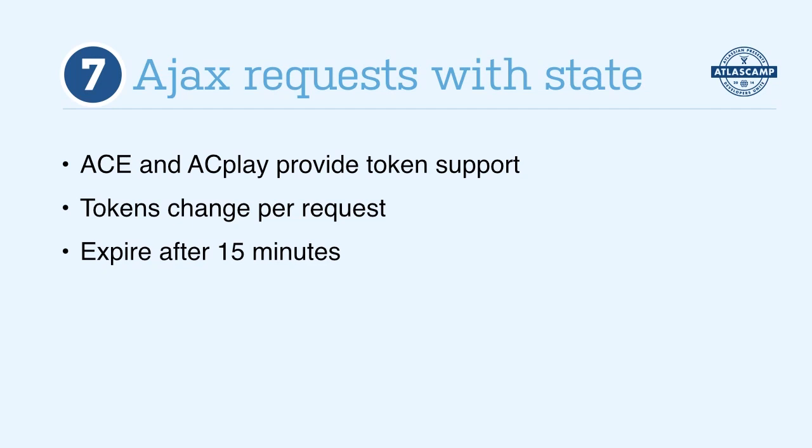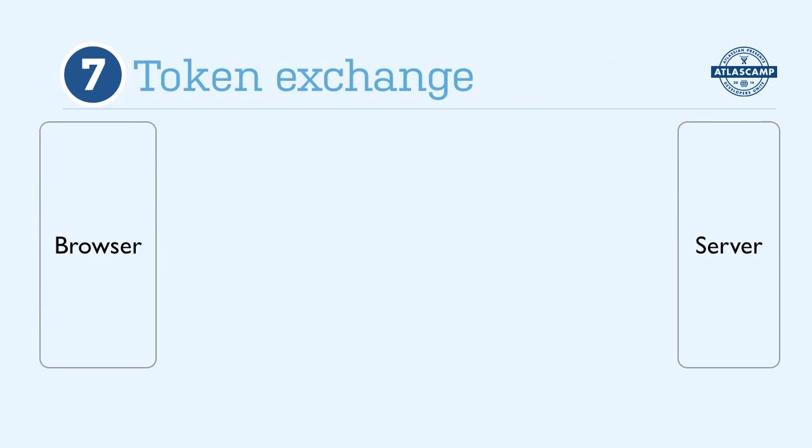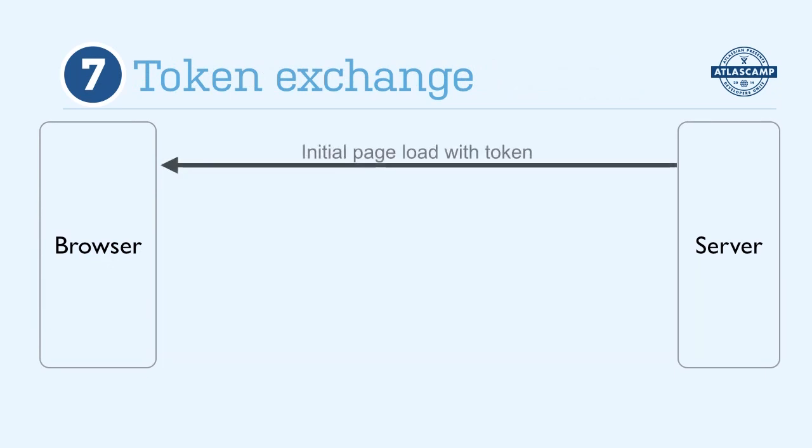Well, the answer that we've come up with is to use tokens. These are basically session cookies held in a string that are passed backwards and forwards between your add-on server and your JavaScript. The Atlassian Connect Express and the AC Play frameworks provide this token support out of the box. We've implemented a 15-minute expiry, and it looks something like this. So a request comes in from your add-on server to load a HTML page into the user's browser. You bundle your token into a meta tag or some other tag to put the token on the page.